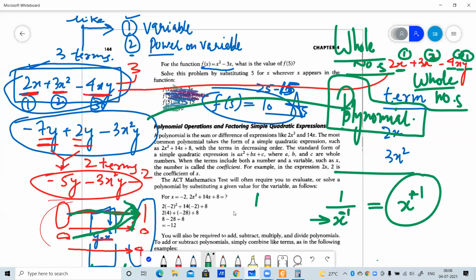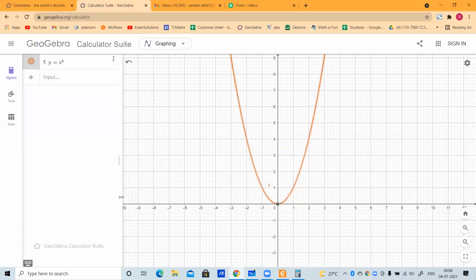If it is 1 divided by x to the negative 2, when you write it in the numerator, it'll be x to the 2. You're changing the sign. Yeah. I'll write it in the calculator.